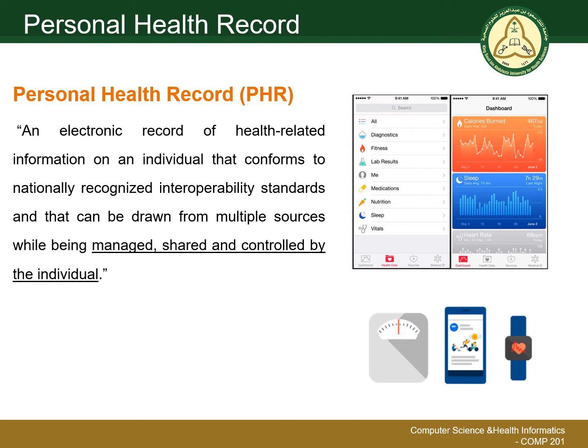At the beginning, we will differentiate between three medical terms: personal health record, electronic medical record, and electronic health record. We will start with the personal health record. It's an electronic record of health-related information on an individual that conforms to nationally recognized interoperability standards and that can be drawn from multiple sources while being managed, shared, and controlled by the individual.